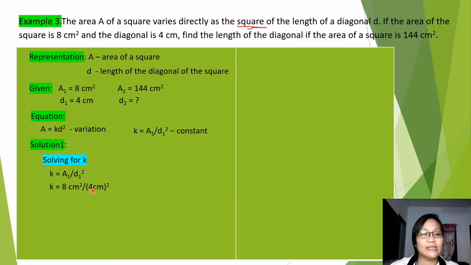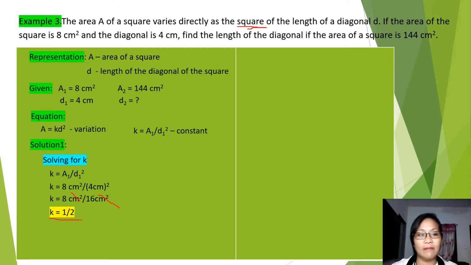So first, we need to square the bottom, which is 4 centimeters squared. So we have now 8 centimeters squared all over 4 squared is equal to 16, and then centimeter squared is centimeter squared. Then after that, cancel centimeter squared and centimeter squared. Then 8 over 16. So 8 over 16 are both divisible by 8. So 8 divided by 8, we have 1. And 16 divided by 8 is 2. Therefore, we have K is equal to 1/2.